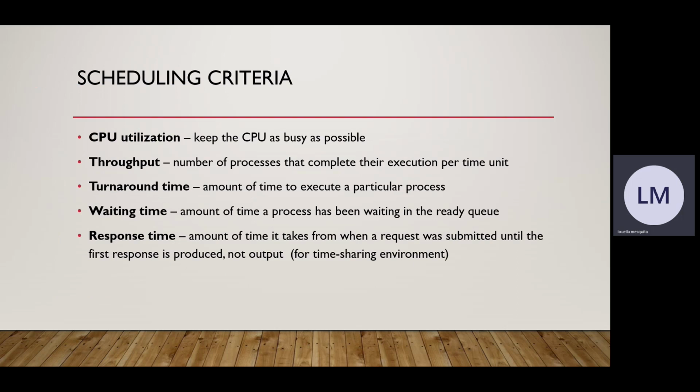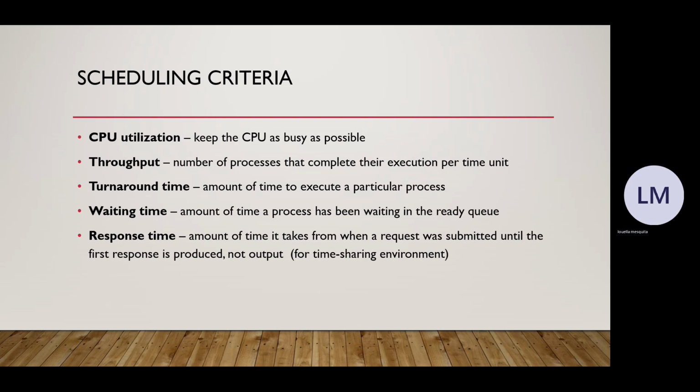Now, let us go through some characteristics or criteria used for comparing different algorithms. This will help us to judge the best algorithm. The first one, CPU utilization. Our aim here is to keep the CPU busy all the time. Usually, the range is from 40%, that is a lightly loaded system, to 90% for a heavily loaded system.